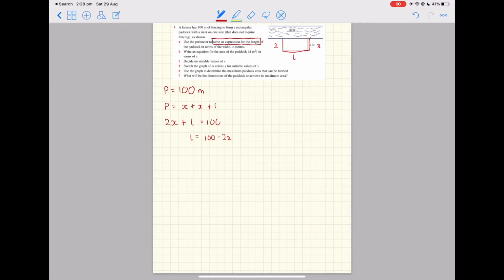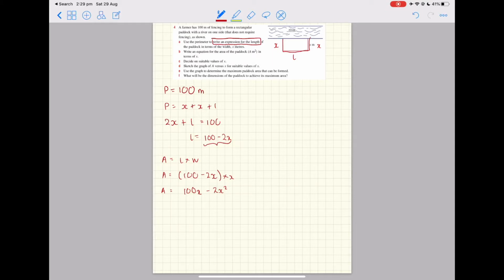Part B reads, write an equation for the area of the paddock in terms of x, okay? So in this case, we know that the formula to calculate the area for a rectangle or square is simply length times width. So we just substitute what we know as our values for length and width. We know that the expression for length is 100 minus 2x, so we'll substitute that in, and I'll include brackets as well. 100 minus 2x, and the width is equal to x. So therefore, multiplying that by x. What I'm going to do now is just expand it. So therefore, my answer will be 100x minus 2x squared. And that will be our answer for part B.